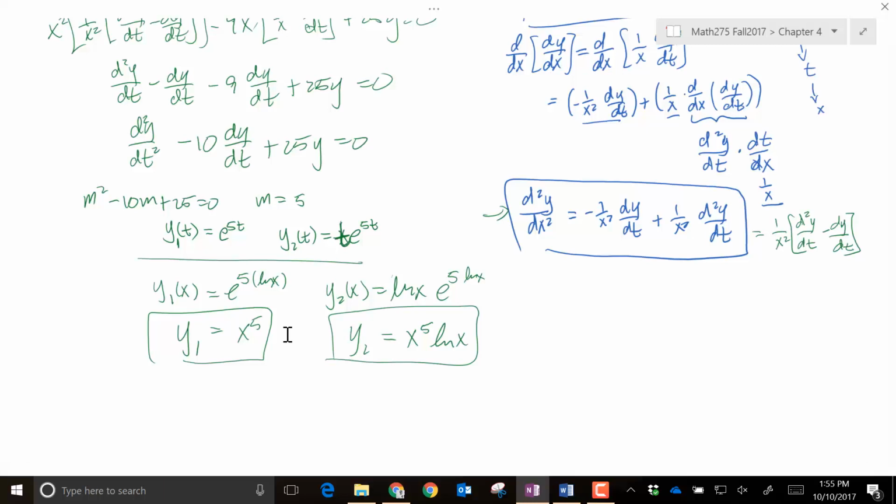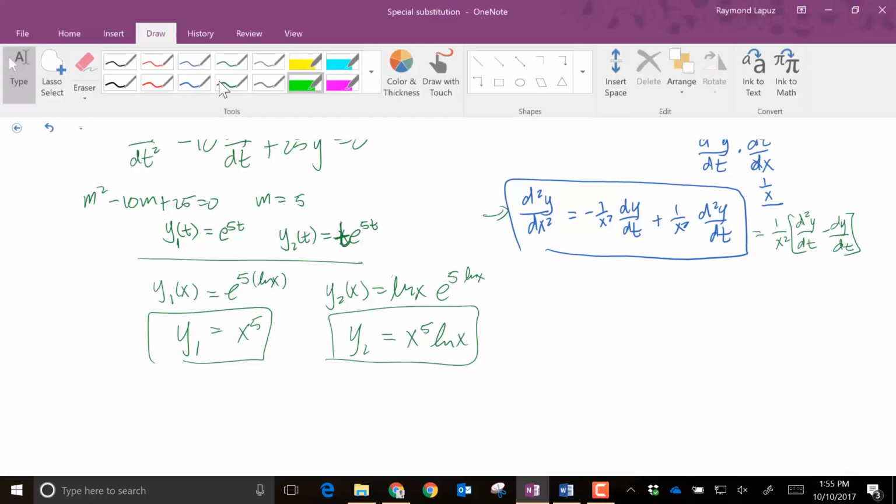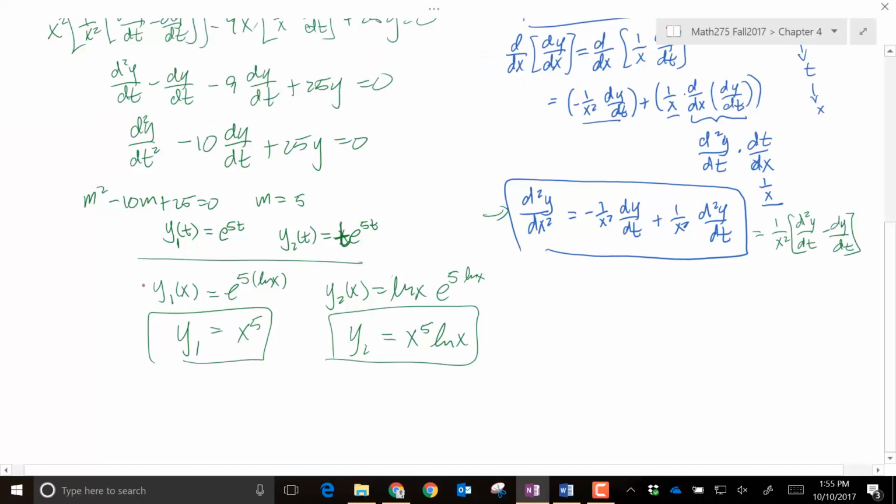Which we can write up, by the way. Let's just write it up. So your final solution is going to be y is equal to c1 x to the fifth plus c2 x to the fifth ln x.